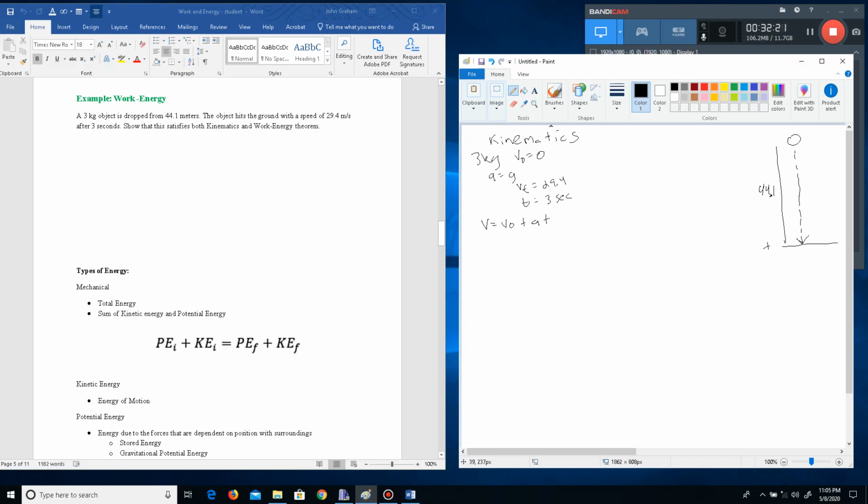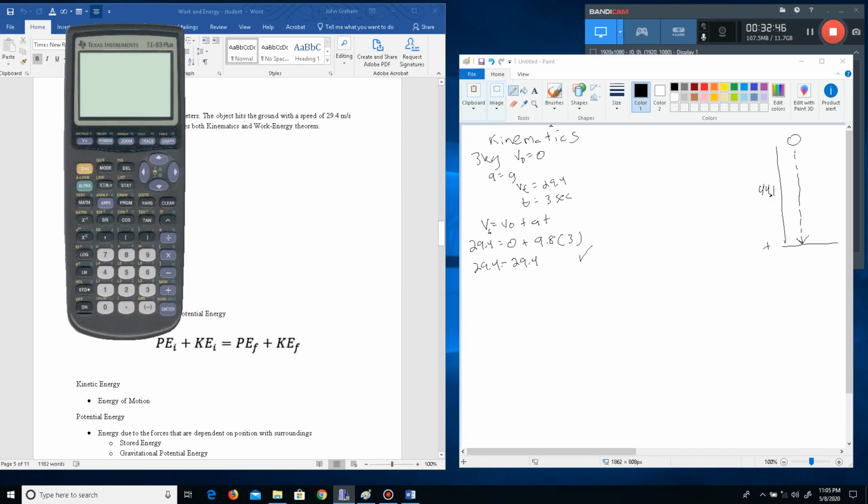Alright, so let's start with a velocity equation. Velocity at the final is 29.4. Initial is 0. Acceleration is 9.8. Time is 3. So 3 times 9.8 is 29.4, and so that checks out. If you don't believe me on that one, 9.8 times 3, 29.4. Okay.